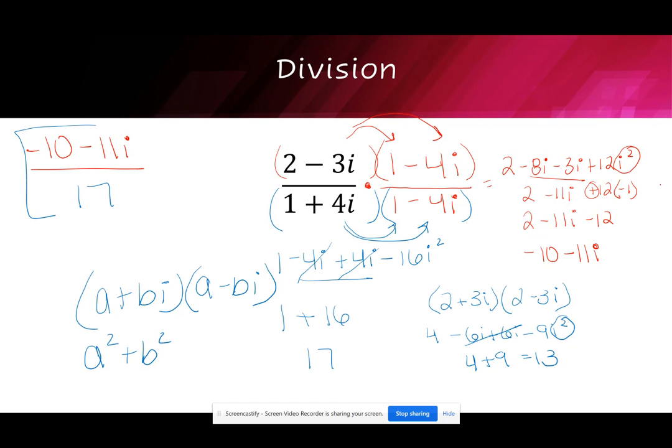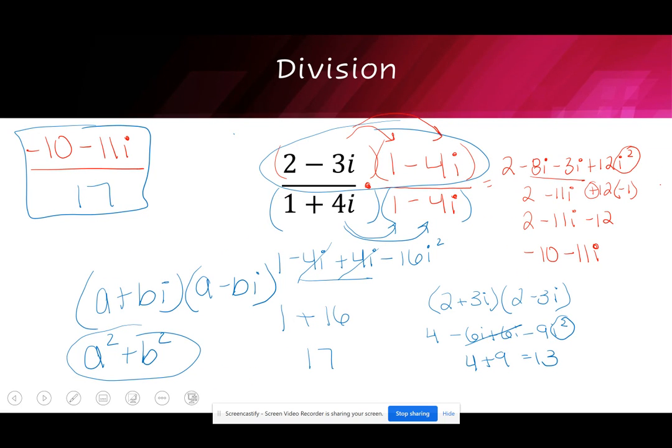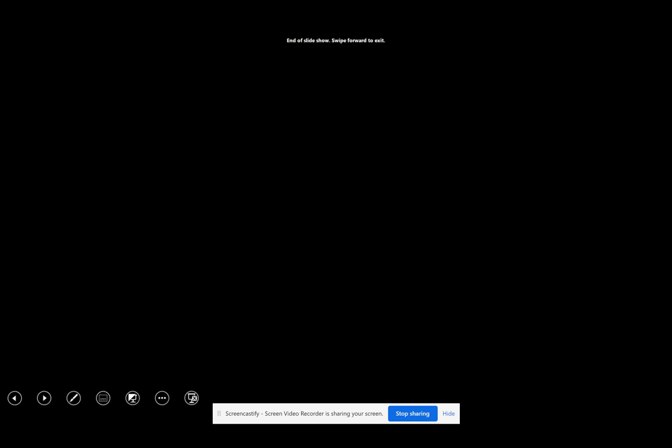And then if possible, you could simplify down these numbers, like if you had 10 minus 2i over 2, you could divide everything by 2, 5 minus i over 1. But we don't have that here, so our answer is just negative 10 minus 11i over 17. So whenever you have division, multiply by your conjugate. It's a squared plus b squared on the bottom. Multiply out your top, and that is your answer. Once again, that was a lot of information, so come to class with any questions you have.